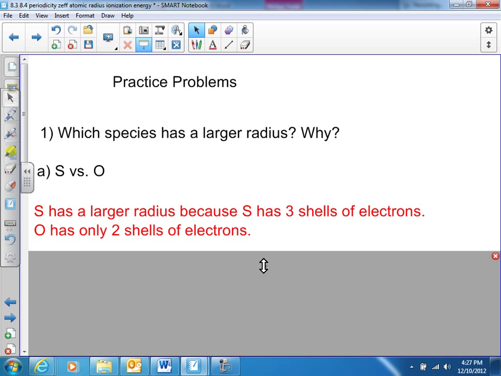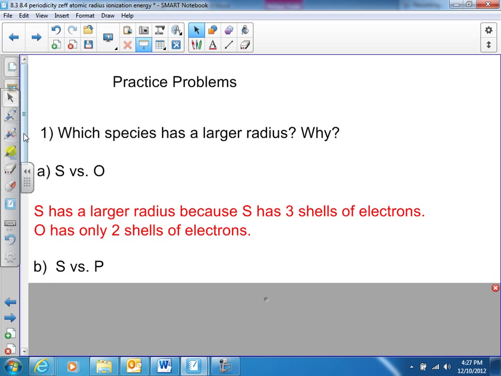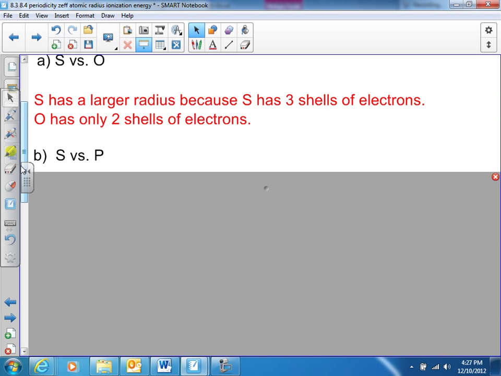they're in the same column. These two elements are in the same column, but S has 3 shells of electrons, O only has 2 shells of electrons. So S is bigger than O. Plain and simple. Sulfur versus phosphorus. So you want to identify where these are on the periodic table, and you can pause if you want. I'm about to put up the answer.